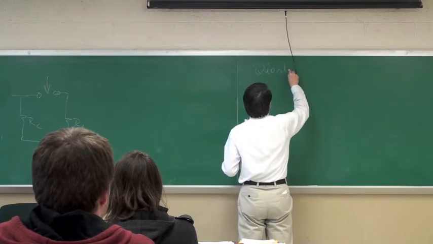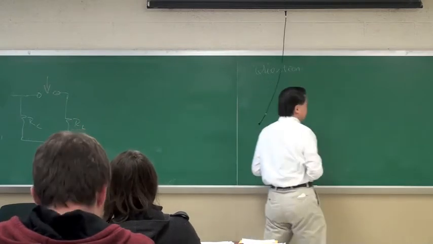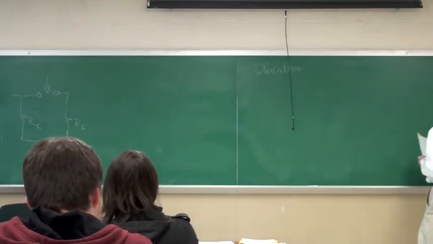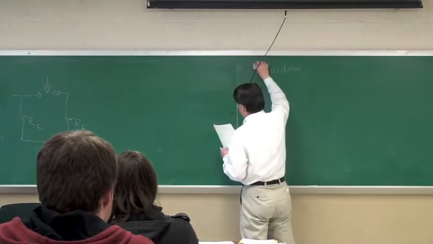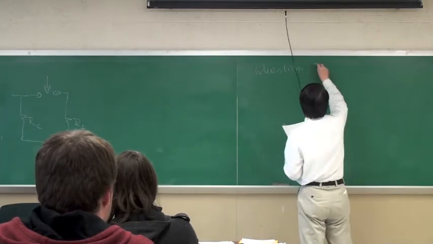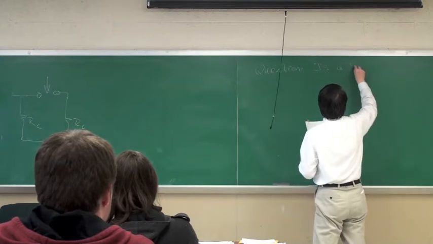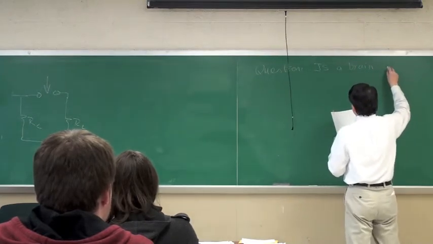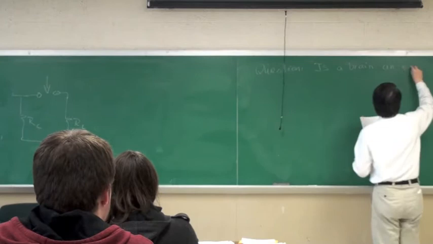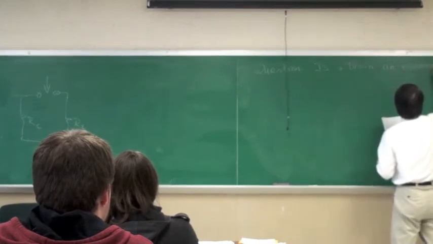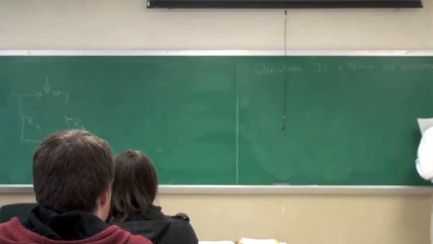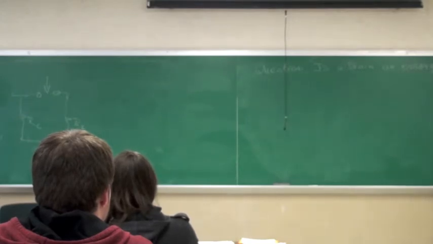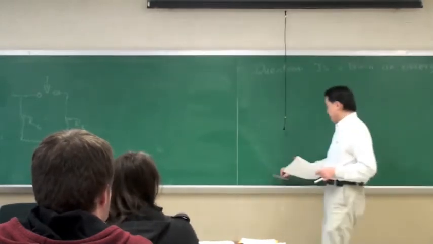So the question is, is a brain an emergent finite automaton? All right? And we call it FA.